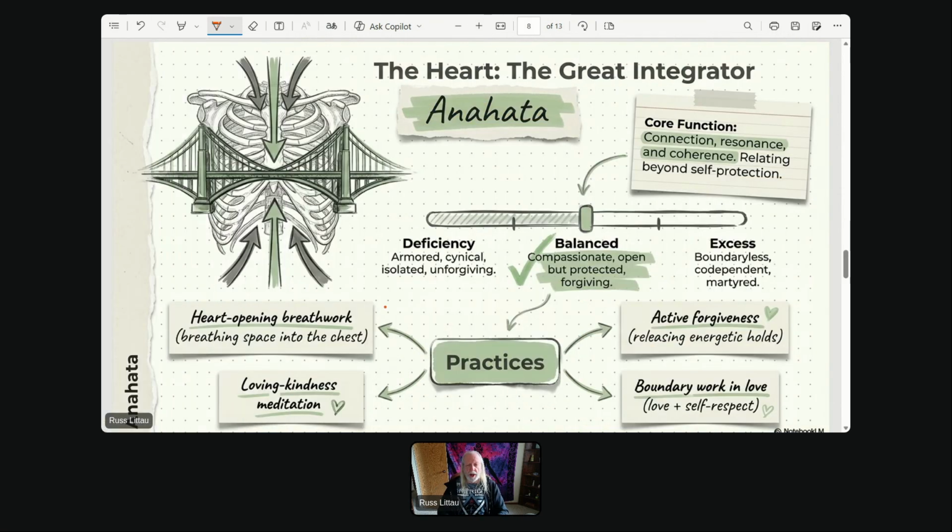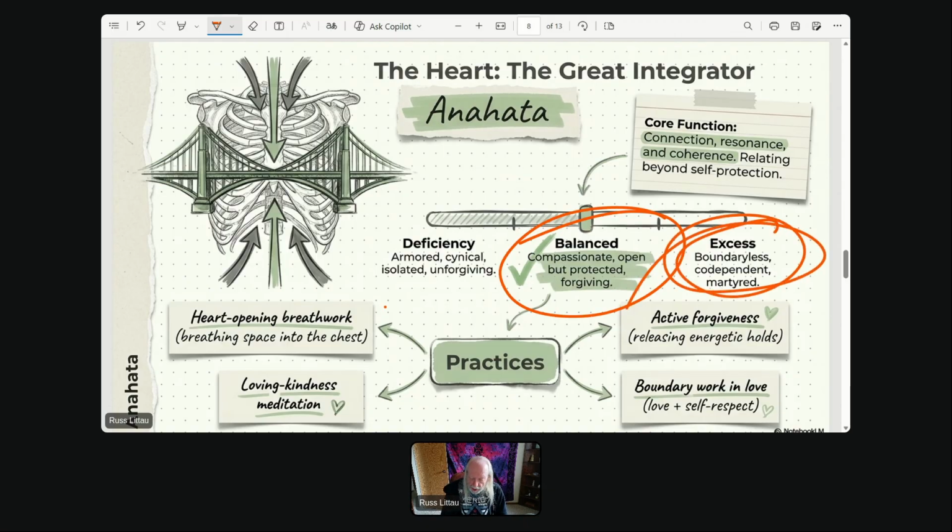The heart chakra, as it says, is the great integrator. It's that bridge, if you will, between the lower chakras and the upper chakras. When we're balanced, we feel compassionate, open but protected. That's really valuable. When there's too much, this is when we tend to have a problem with boundaries. Isn't that interesting? We're looking for that balance again.